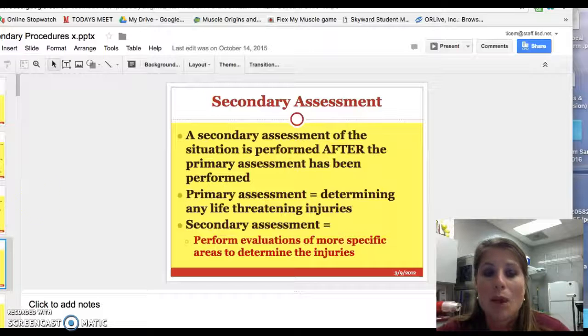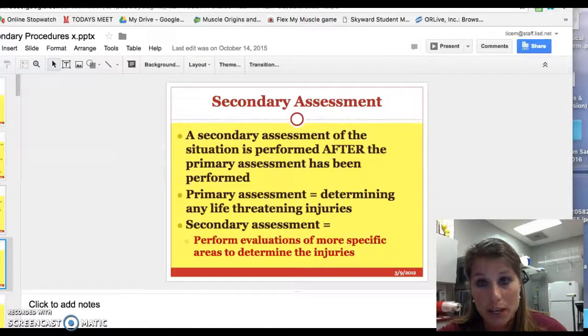Remember that secondary assessment is dealing with less life-threatening situations. It's kind of a slower pace. We have more time to sit there and evaluate the patient. We don't have to call 911 immediately. We have the luxury to take it step by step, figure out what specifically is wrong with the victim, and then figure out at that point whether you need to send them to the ambulance, call 911, or is this a situation that you can treat on site.